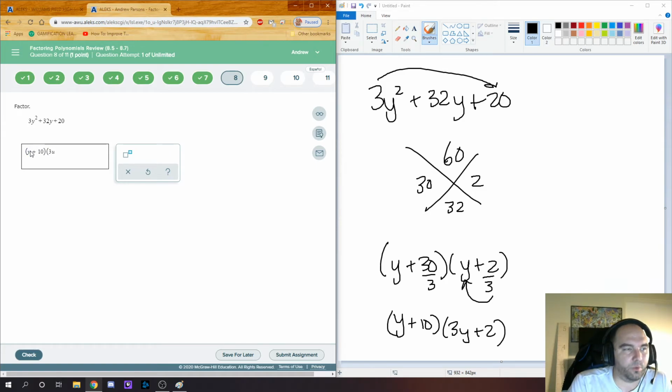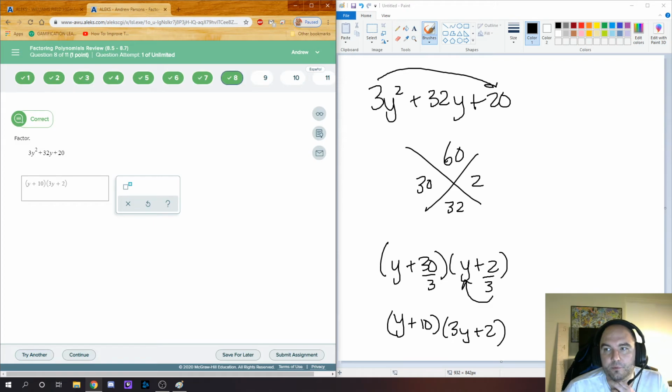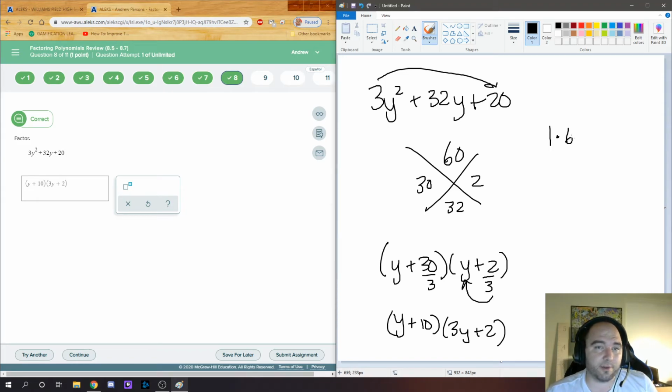I mean, there's a little bit more to it, but still totally fine. I guess the big hang up here for a lot of people will be, can you figure out what multiplies to make 60 and adds up to make 32? I have no perfect method to describe to you guys on that one besides telling you, if you don't know, start writing it down. 1 times 60, 2 times 30.